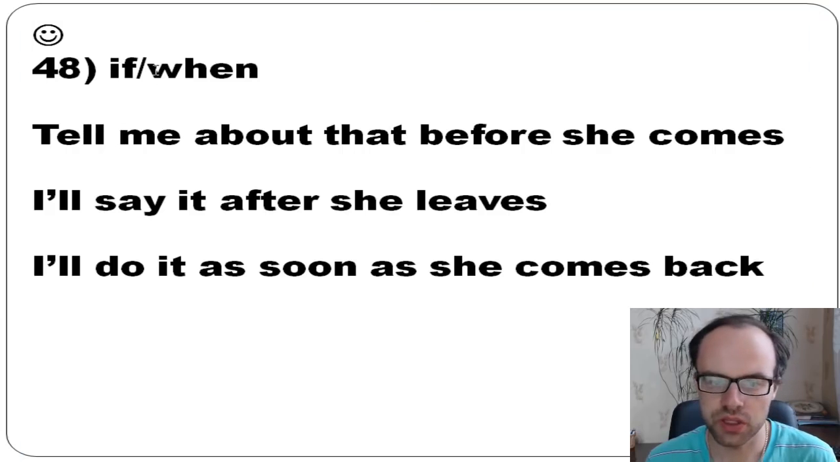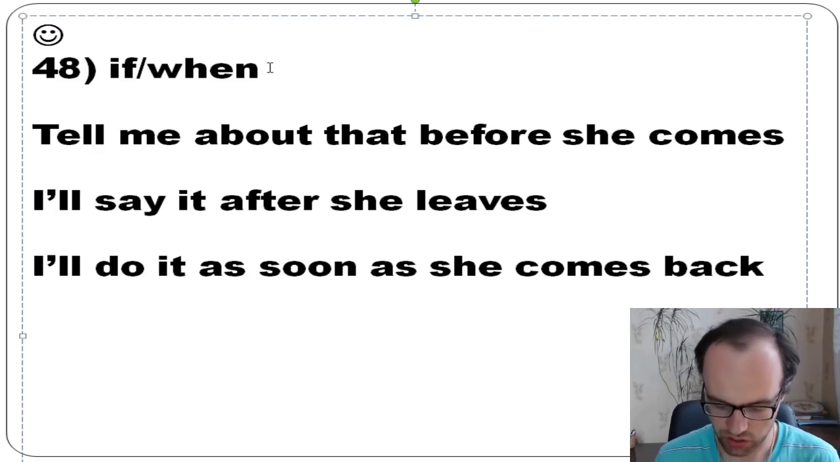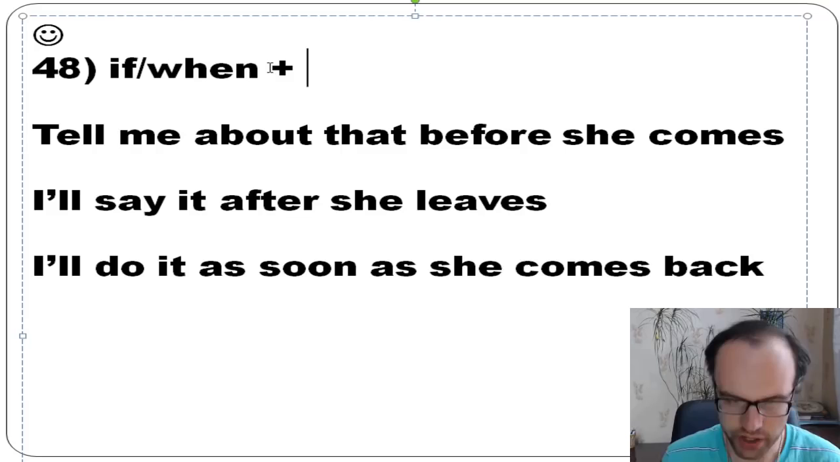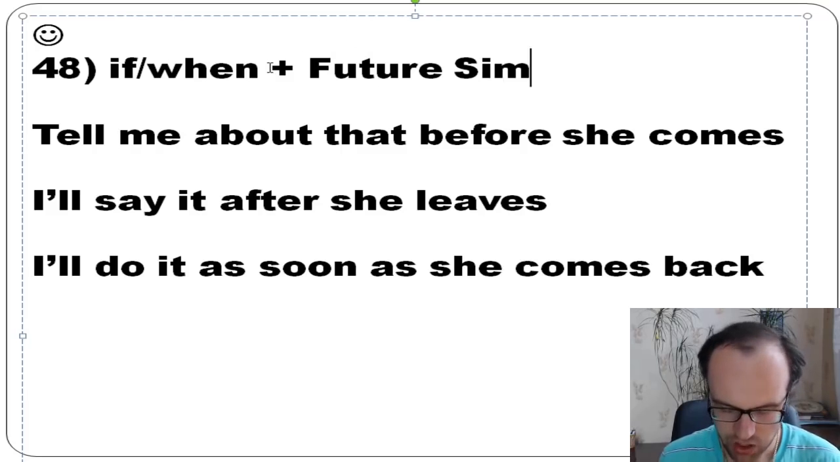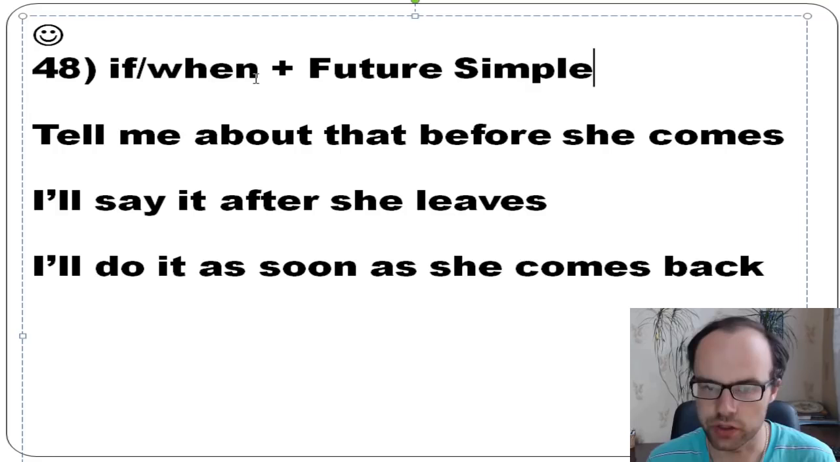Well, what about if and when? You remember that if you have if and when in a sentence and you talk about the future, you need to use future simple, okay? So I hope you remember it. But there are other words after which you also need to use this tense, okay? So it's before. So tell me about that. Before she comes, yeah? So it's about the future, but you use present simple. It's a rule. Next, after.